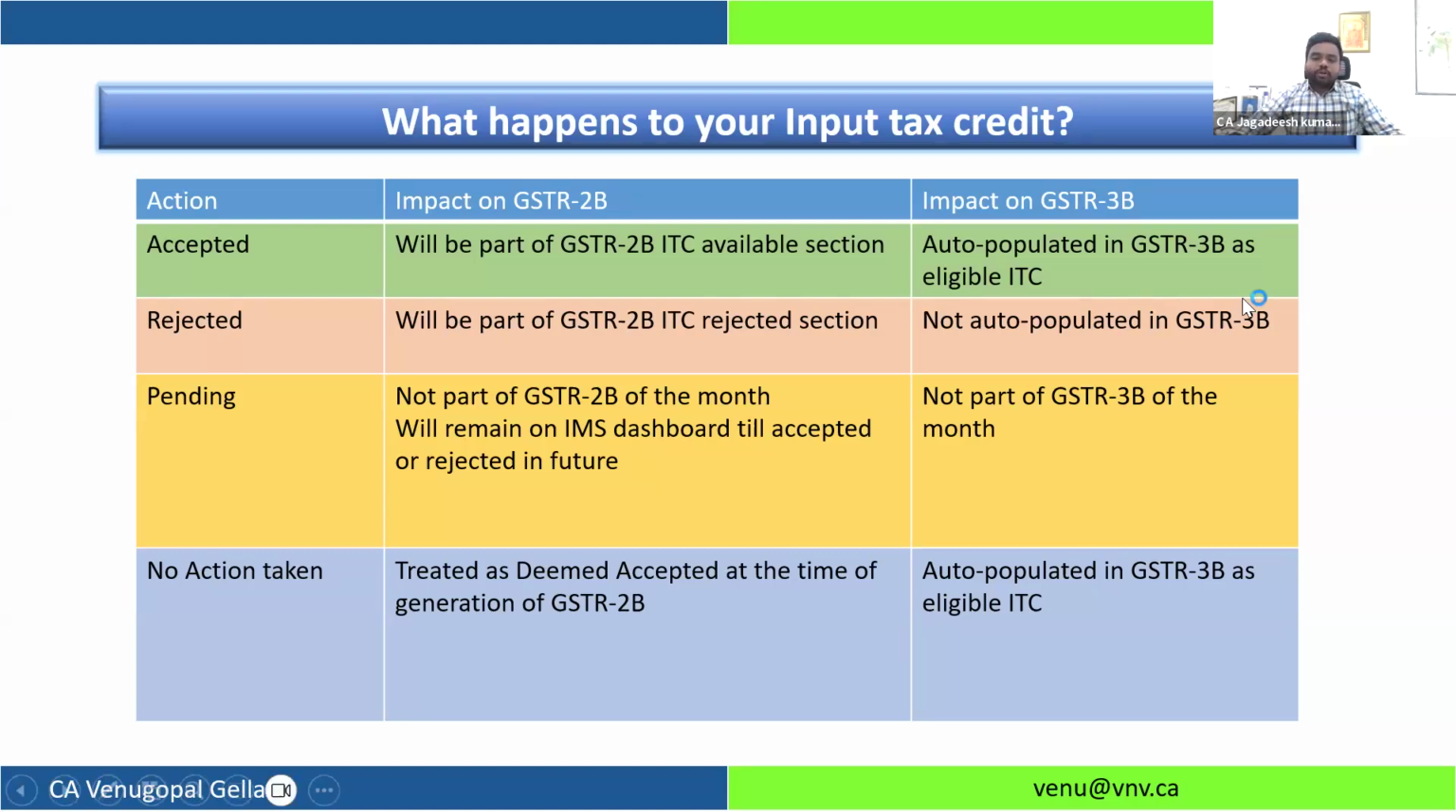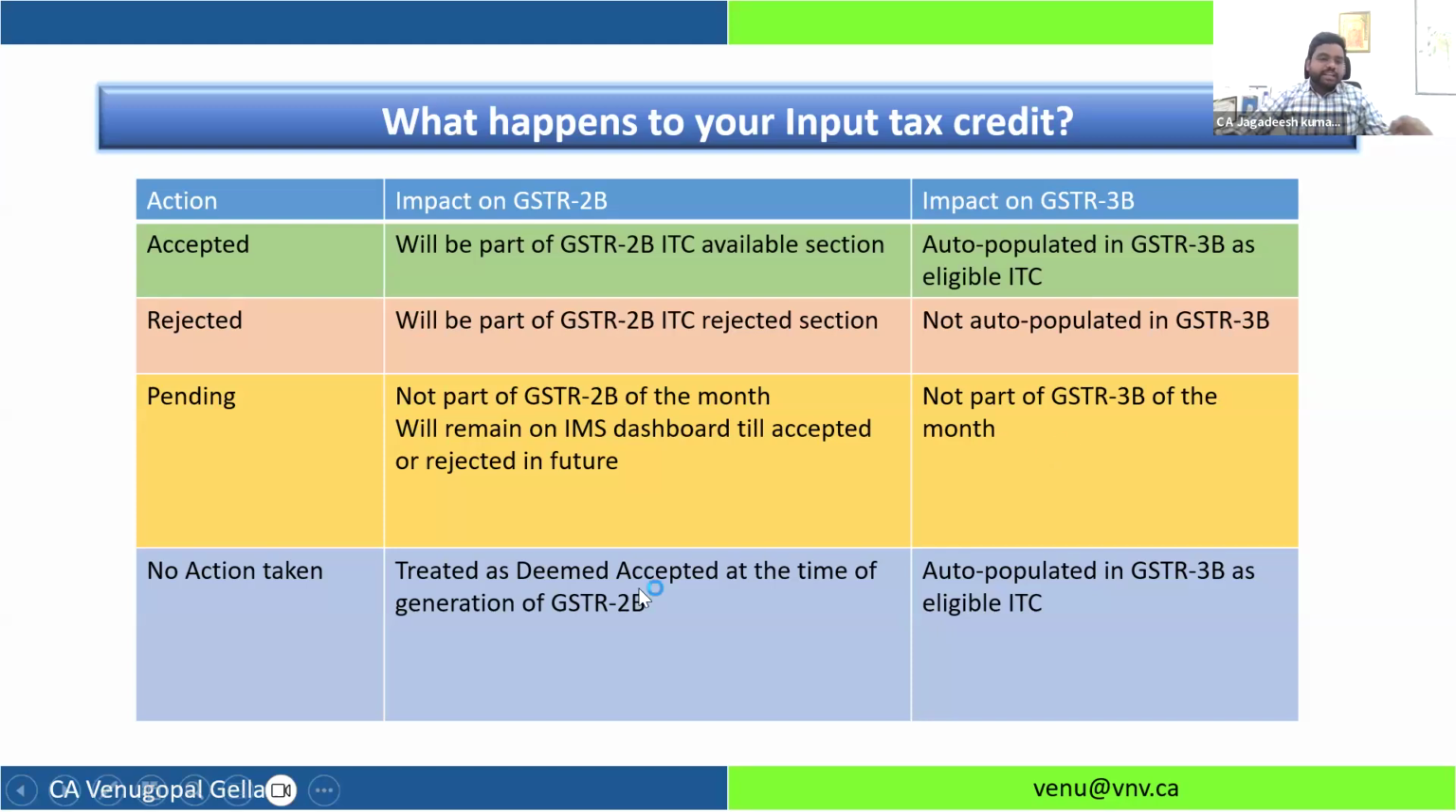It will go to my GSTR-2B, but it will sit in my rejected section, and it will not get auto-populated in my 3B. Whereas if I keep it pending, it will not move anywhere. It will sit in my IMS as long as I don't take action on it. Obviously, it will not come to my 2B, so from 2B it will not go to 3B either.